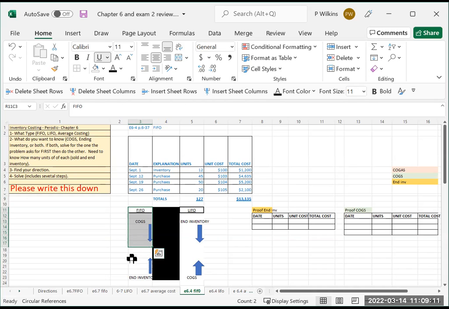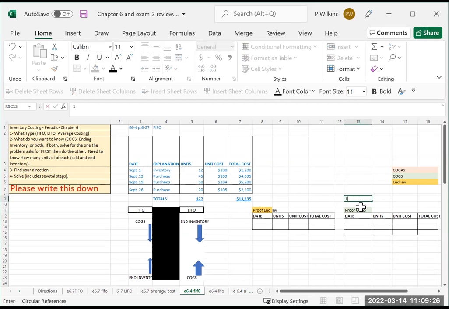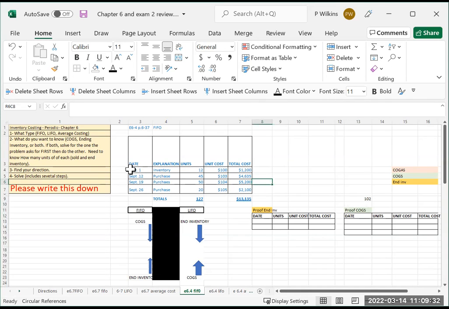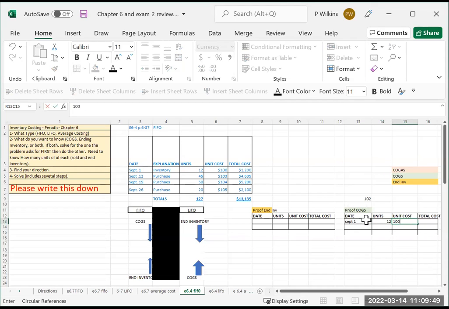So we're going to go from the top down until we get to the number of units that were sold. How many units were sold? Well, they told us in the problem, 102 Easy Slide snowboards were sold. So 102 is the number that we're trying to get to. We go from the top down until we get to 102. Looking at the chart, the very first item is September 1, 12 units at $100 each for a total cost of $1,200. We take all 12 of those because we're trying to get to 102. So September 1, 12 units at $100 each for a total of $1,200.